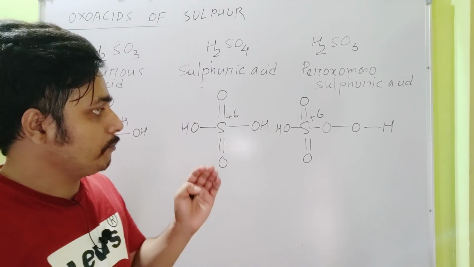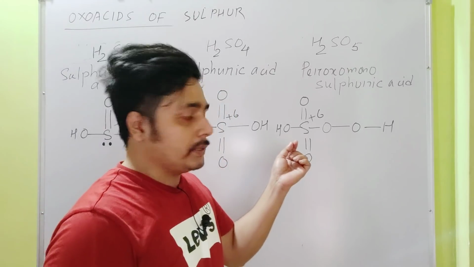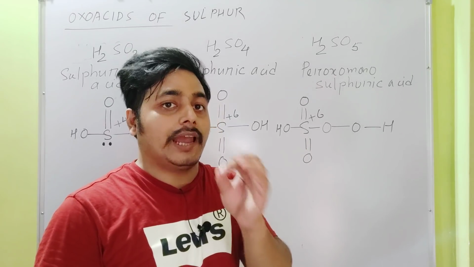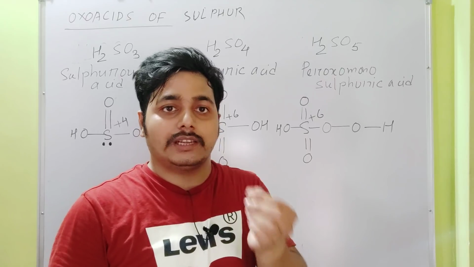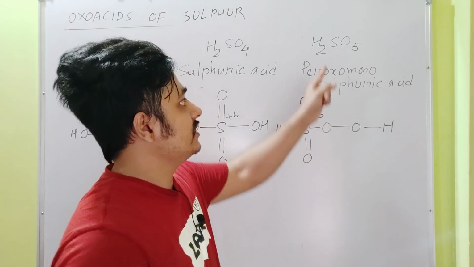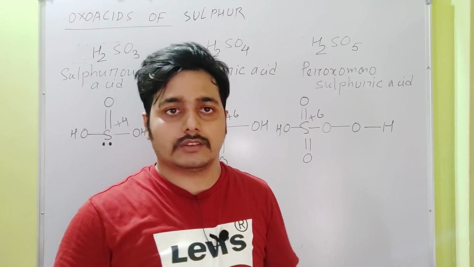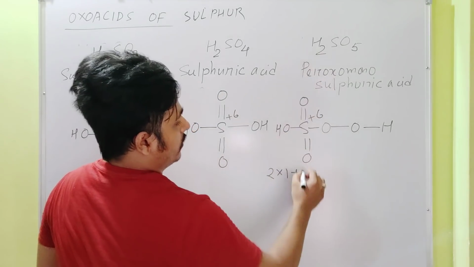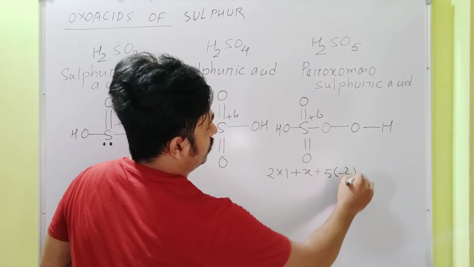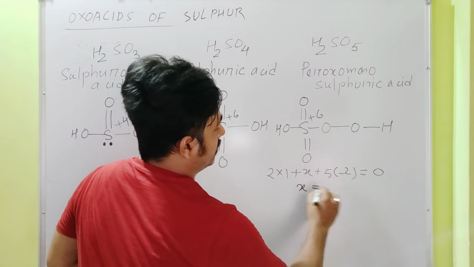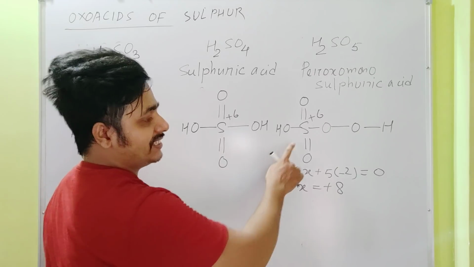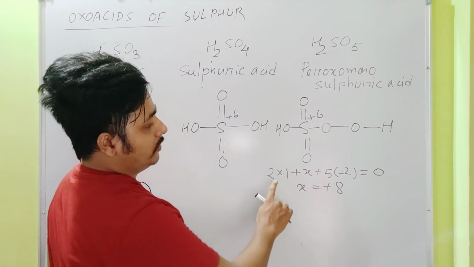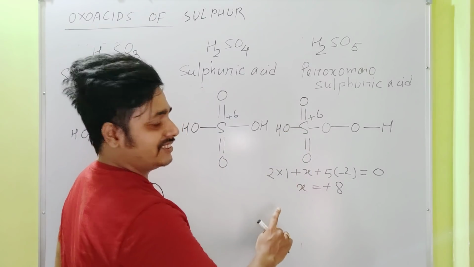Now, very important, keep in mind that this sulfur is in +6 oxidation state. If you apply the oxidation rule to calculate the oxidation state of sulfur in this case, you will get +8. 2 hydrogen plus sulfur plus 5 oxygen, X for sulfur, -2 for oxygen, equal to 0. So X would be +8. From the structure we can see the oxidation state of sulfur is +6. From the oxidation rule we get +8.